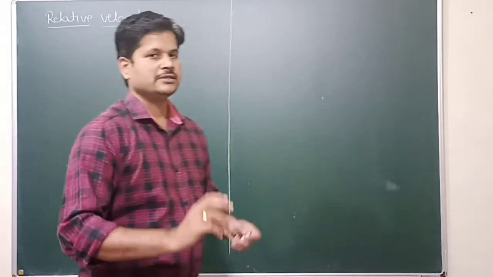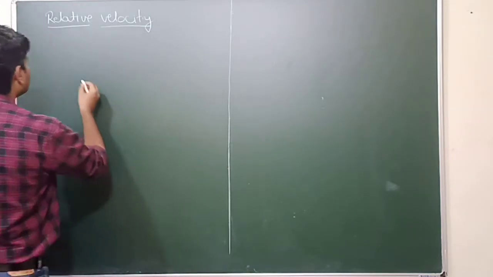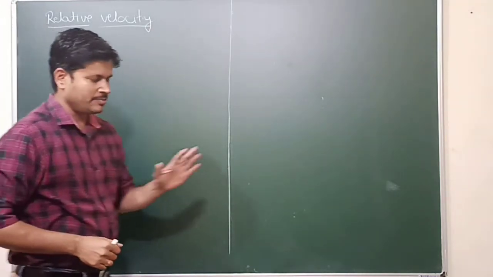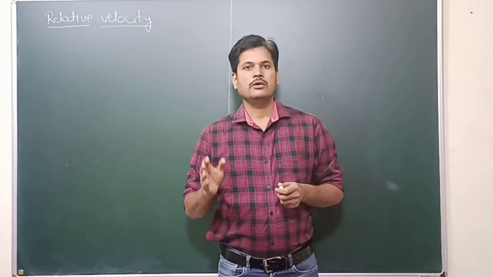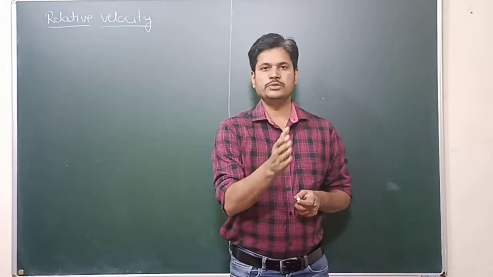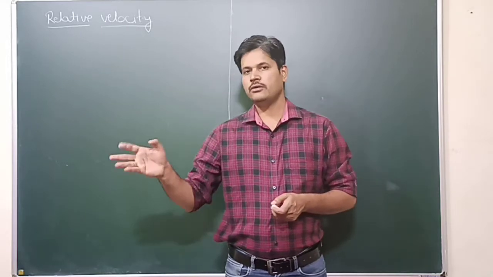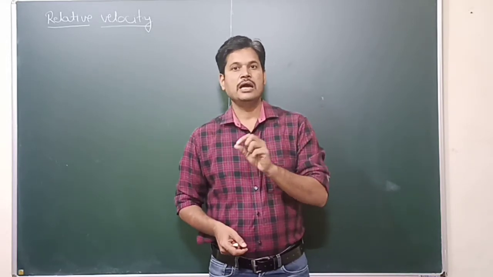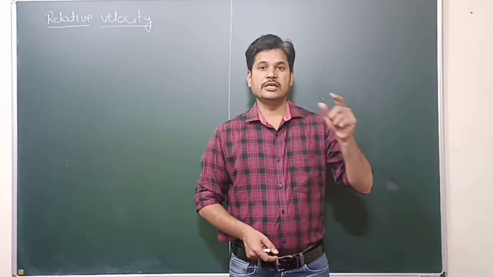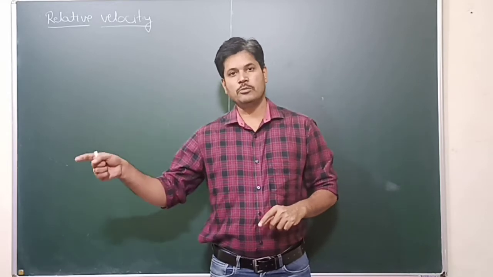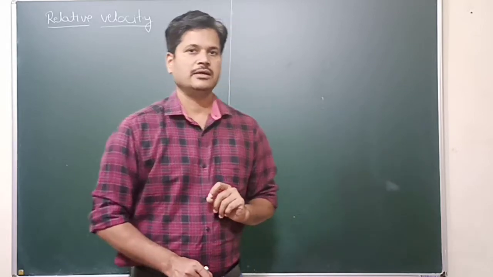Okay. First, see here. First write down the definition. Just simply note it down rather than writing. Just remember, the velocity of one object with respect to the other object is called relative velocity. The time rate at which the displacement of one object changes with respect to another object, this is what we call relative velocity, right?